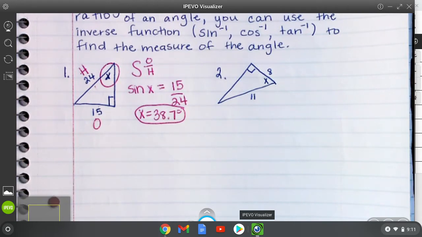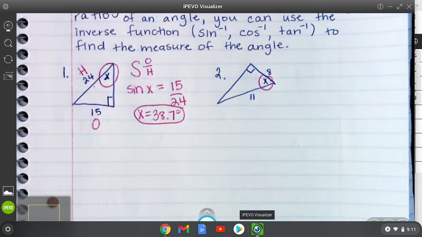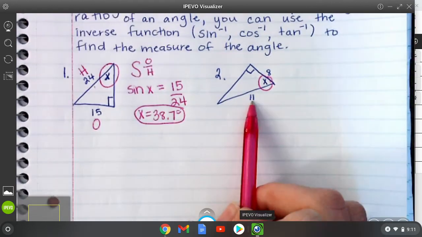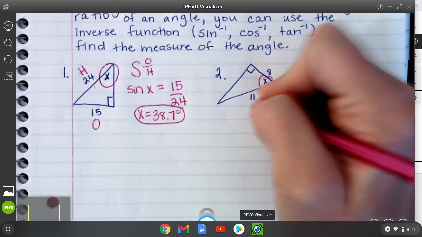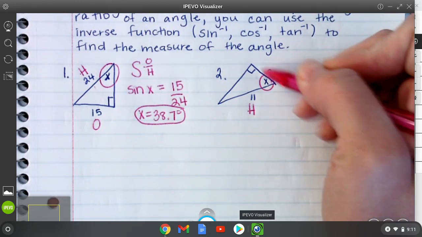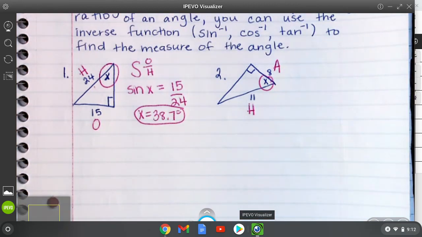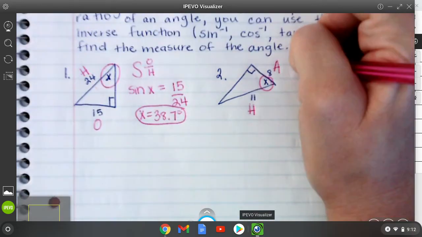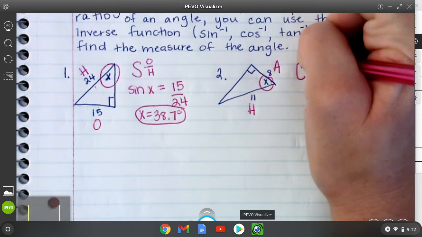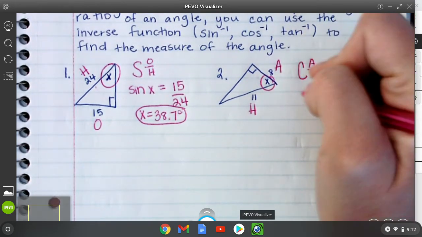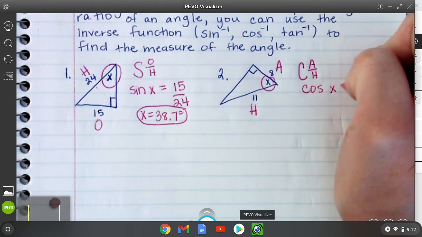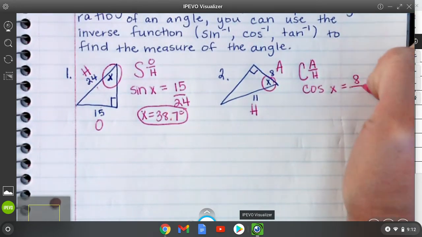Okay, that wasn't too bad, was it? The most important thing is still knowing if you're using sine, cosine, or tangent. On number 2, I'm looking at where my angle x is. 11 is the hypotenuse. It's across from the 90-degree angle, so I'm going to label it h. 8 is right beside x, so this is the adjacent side. Which trig function uses an a and an h? Cosine. So the cosine of our angle x equals our adjacent, which is 8, over our hypotenuse, which is 11.